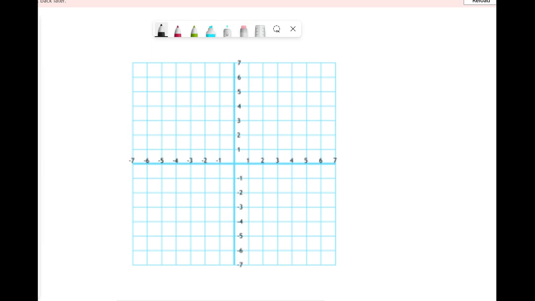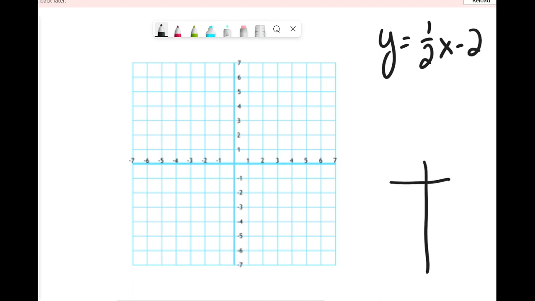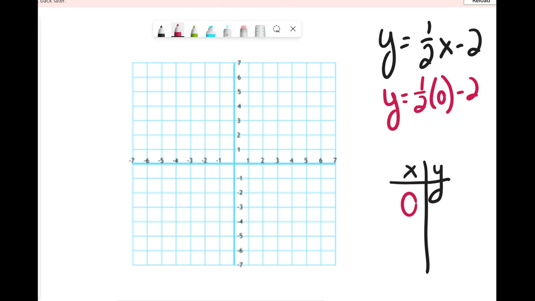Let's do another one. Let's say we have a fraction. Okay, so I'm going to do the same thing. I'm plugging in values for x and solving for y. Again, the easiest value to always plug in is 0. So I'm going to plug in 0 here, and it will look like this.